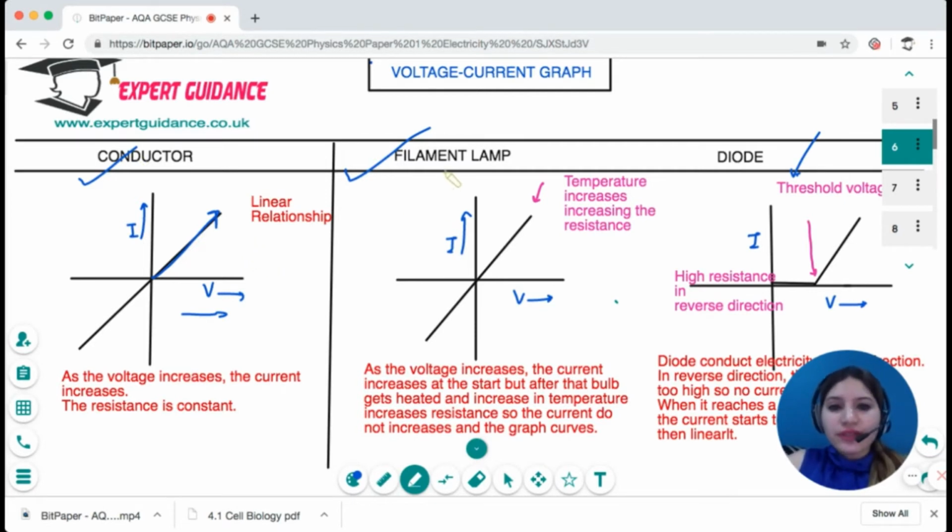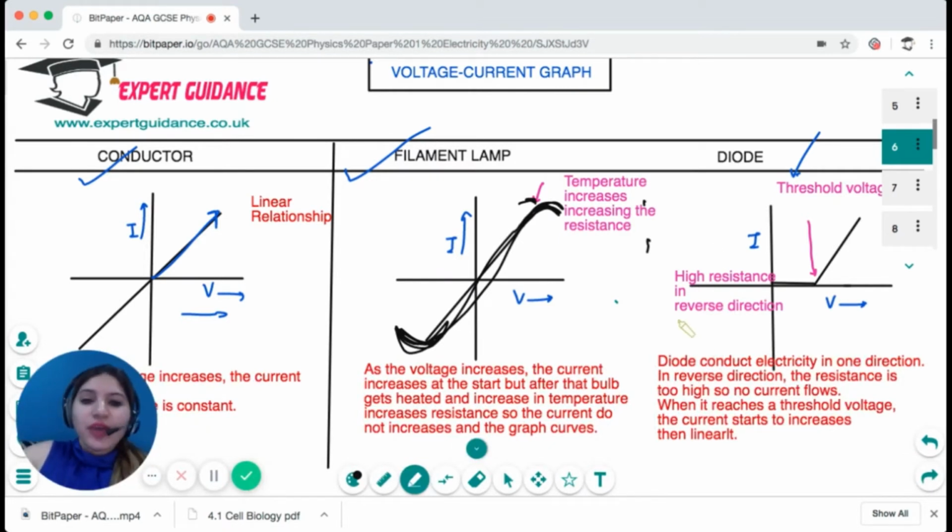Now, the filament lamp shows a linear relationship at the start, but after that, with further increase in voltage, the graph curves up like this. As the voltage increases, the current increases at the start, but after the bulb gets heated, the increase in temperature increases the resistance, so the current does not increase as much with the increase in voltage, and the graph curves. So there's an increase in temperature, increasing the resistance, making the graph curve, as opposed to a conductor where there's a linear relationship. I hope you are clear with this shape and how you need to explain it.